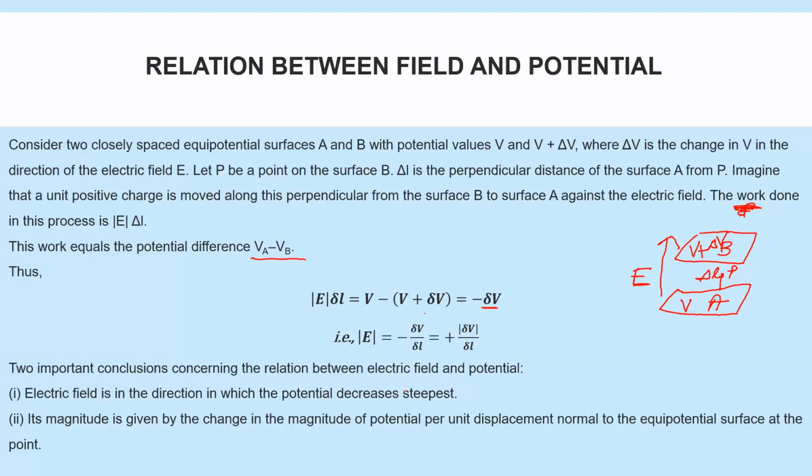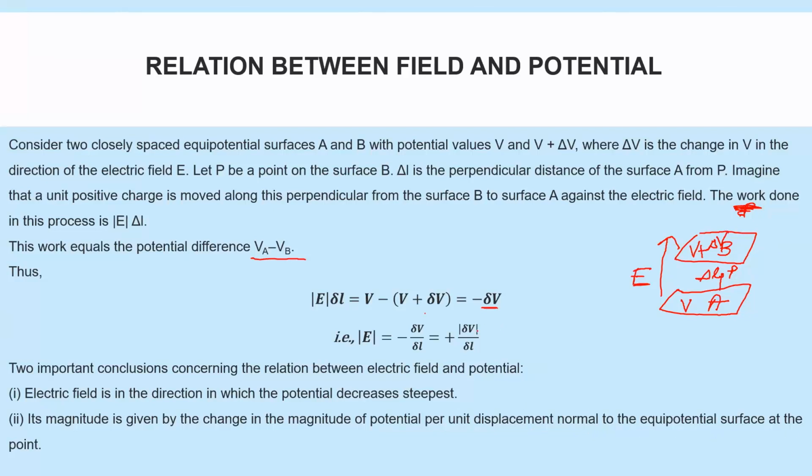Now what we can conclude from this derivation and this kind of system is that the electric field is in the direction in which the potential decreases steepest. Steepest as in the potential decreases drastically, very quickly, and the magnitude is given by the change in the magnitude of the potential per unit displacement normal to the equipotential surface.